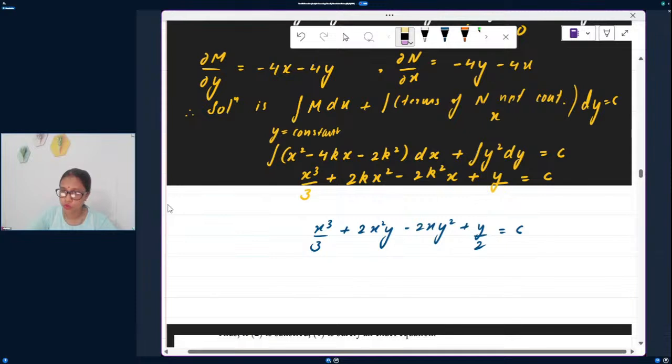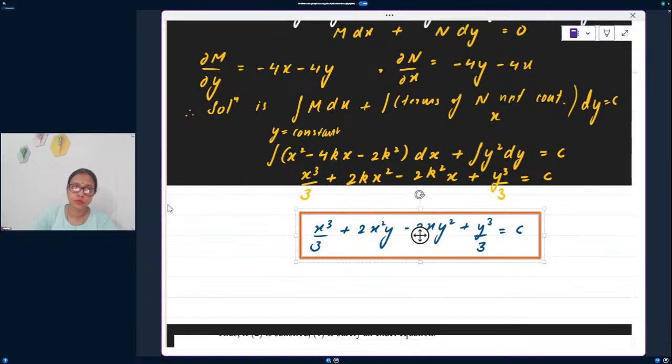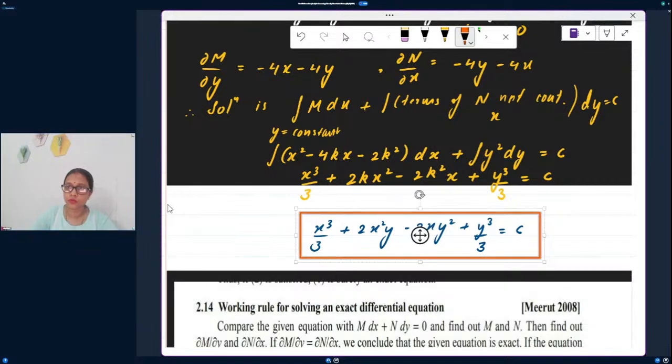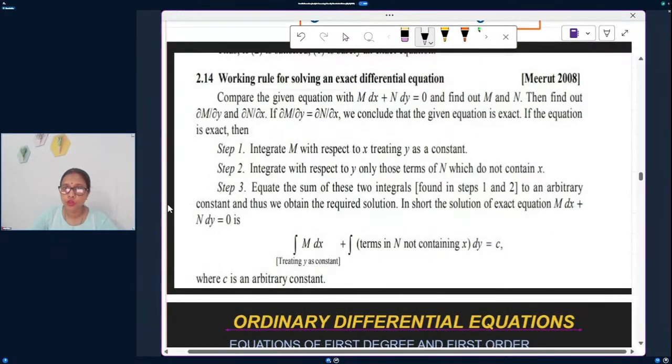That's y cube. Yes, yes, that's correct. Y cube by 3. So this is your answer. Right. Next we have the working rule for solving. So the exact same thing is given here, and this is the solution.